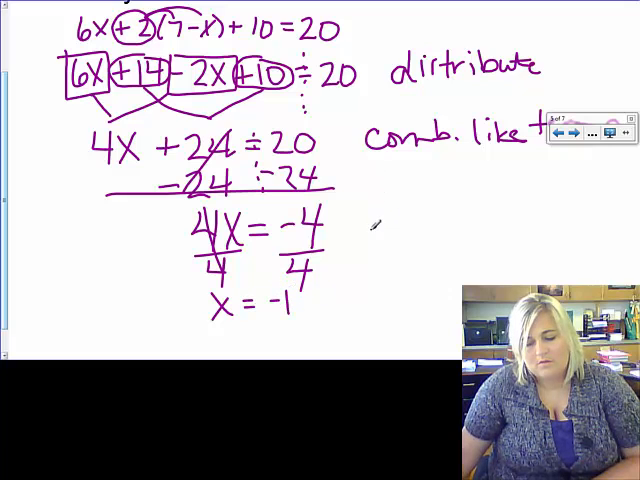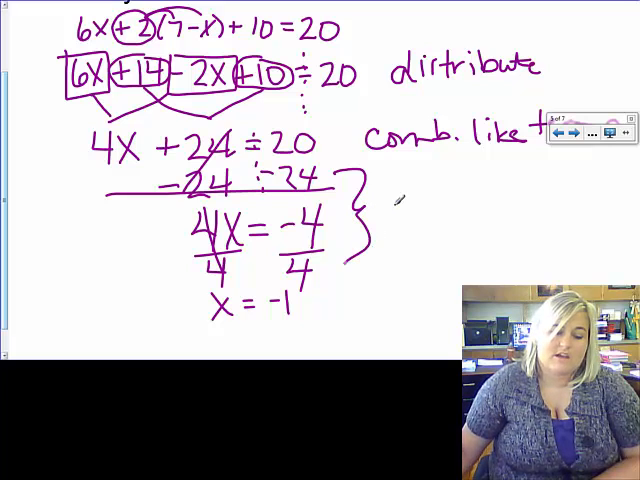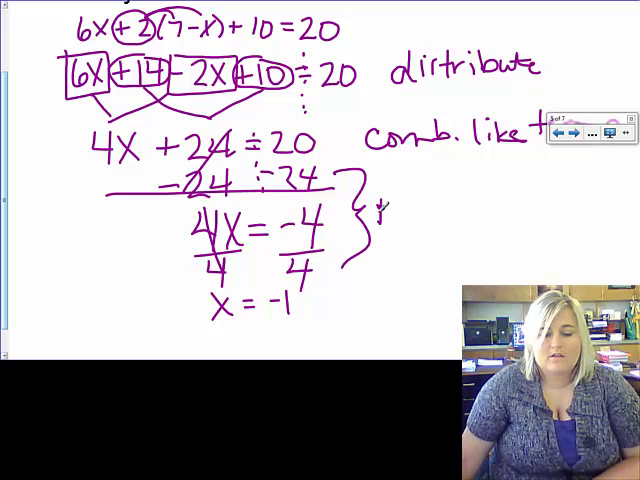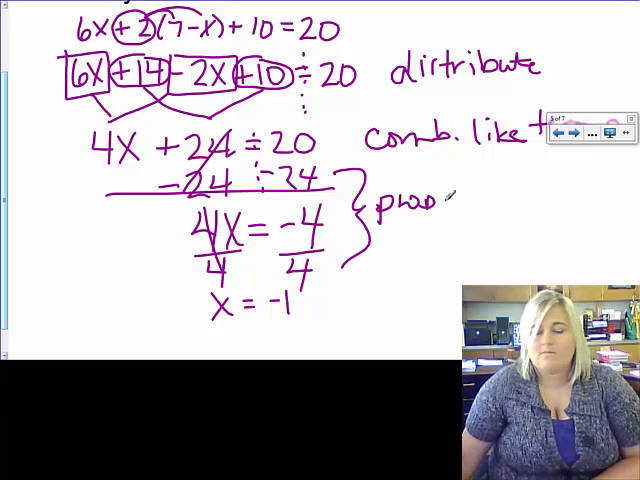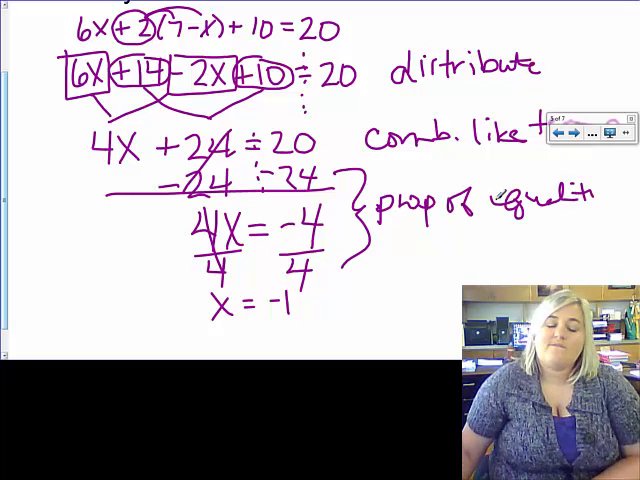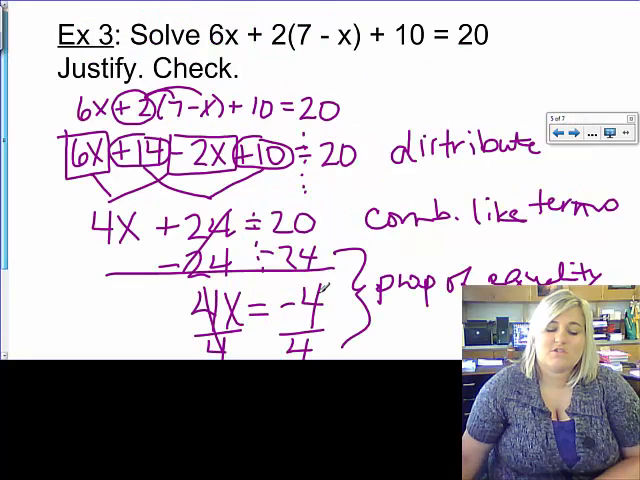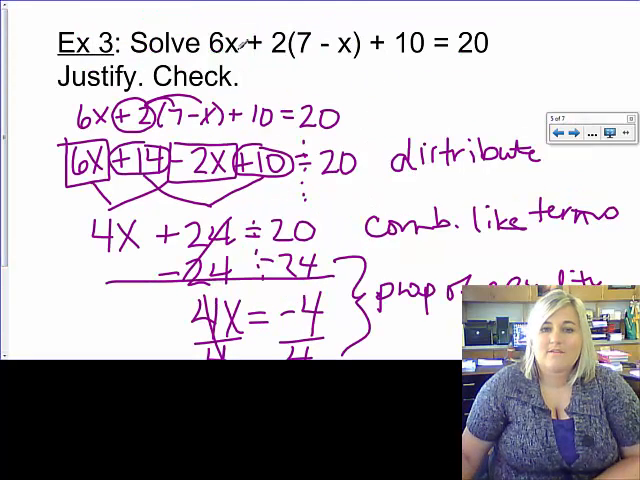I didn't write these two things down for my justification. Those two steps were both properties of equality. Okay, and my final answer is negative 1. It wants me to check it. For me to check it, I have to plug it in up here. I'm not going to do that with you. That should be something that you already know how to do.